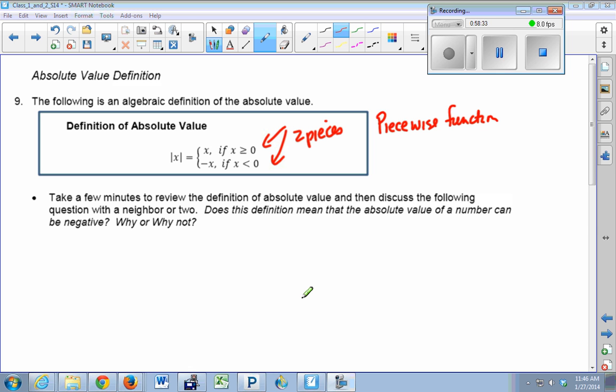So the next thing you have, number 10, you have 3 statements. I want you to write always true, sometimes true, or never true beside it. When your group has decided, put up your flag.